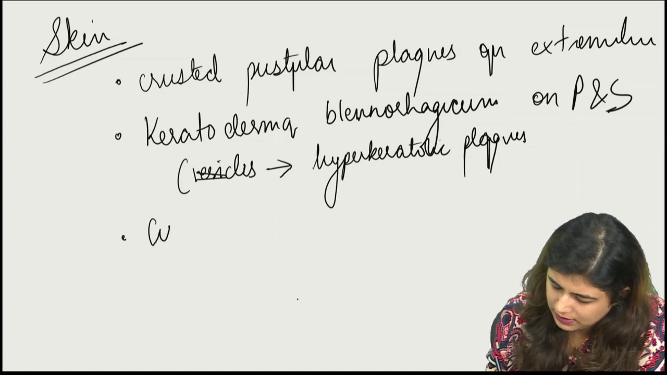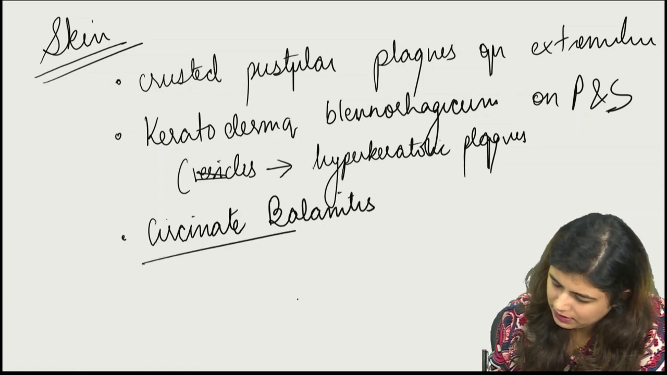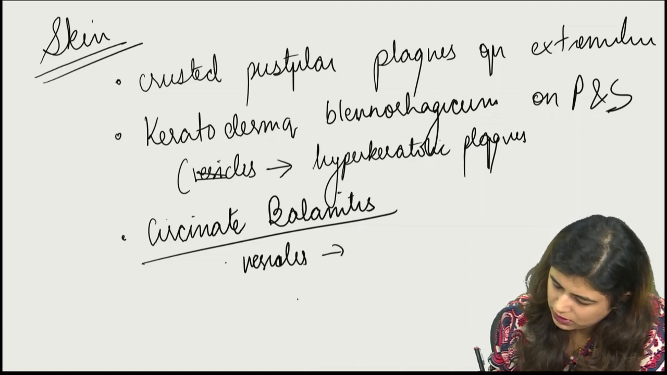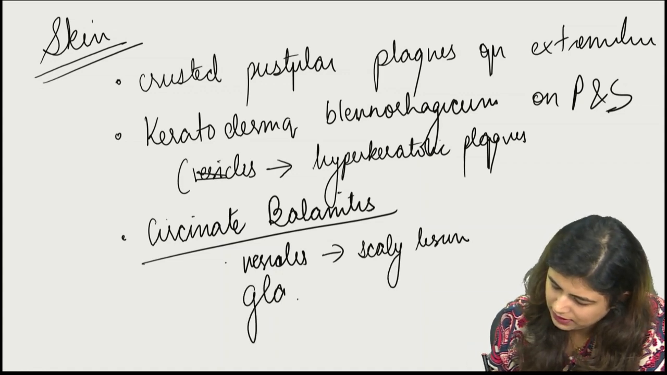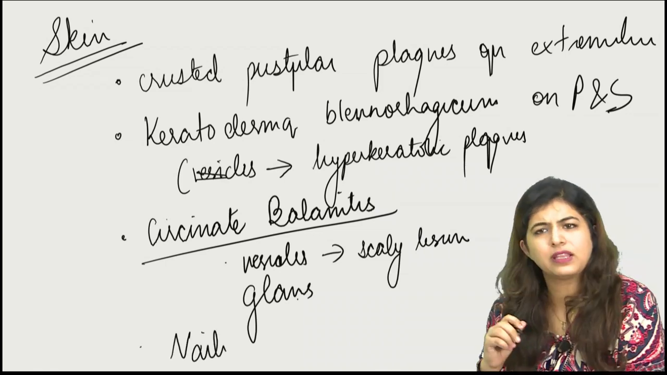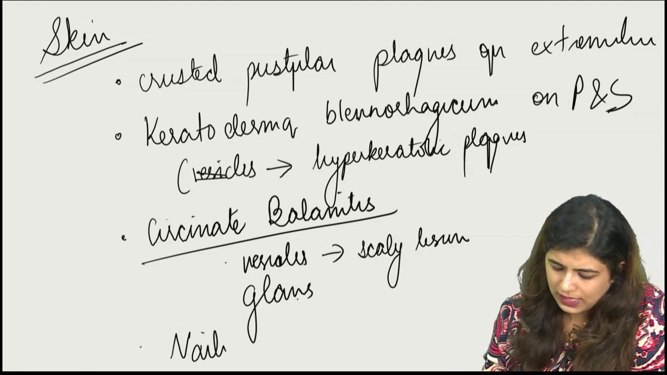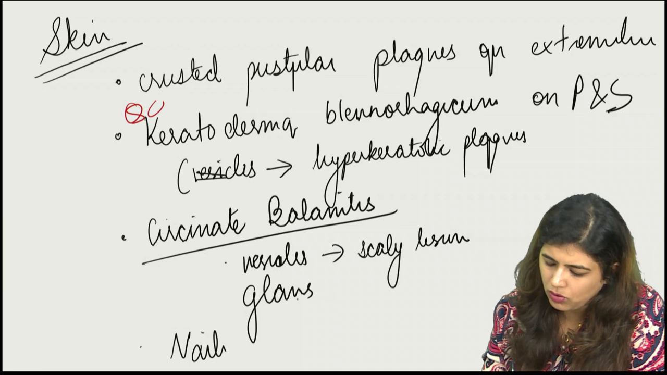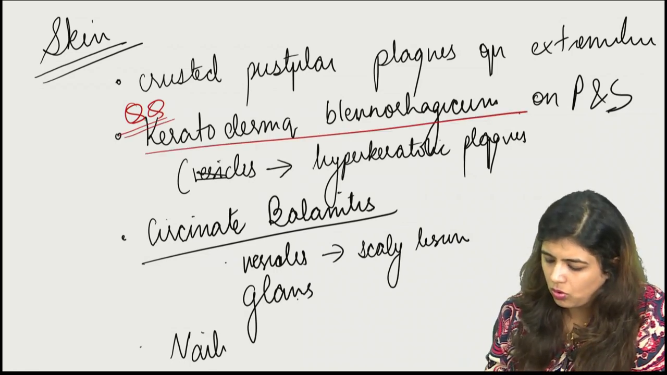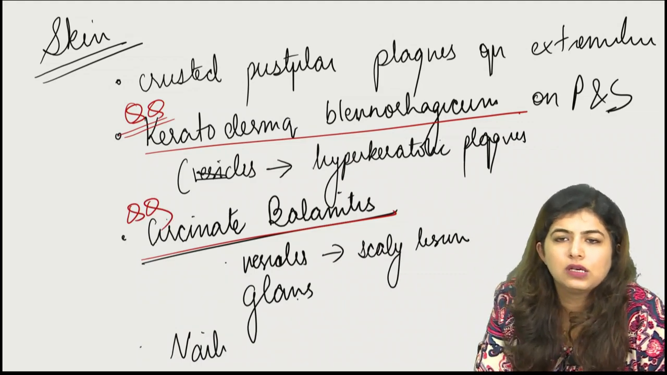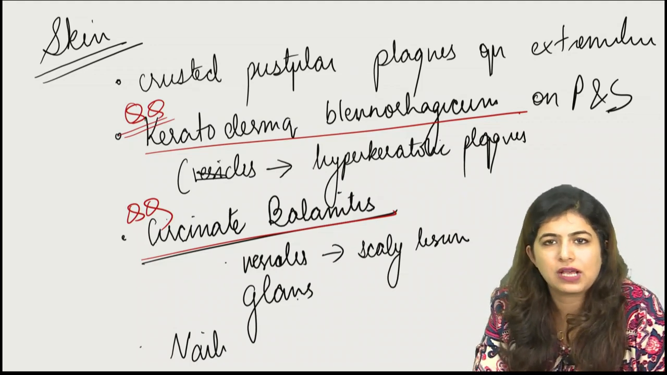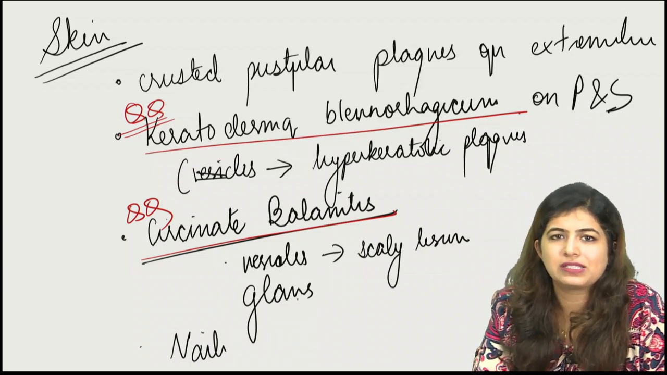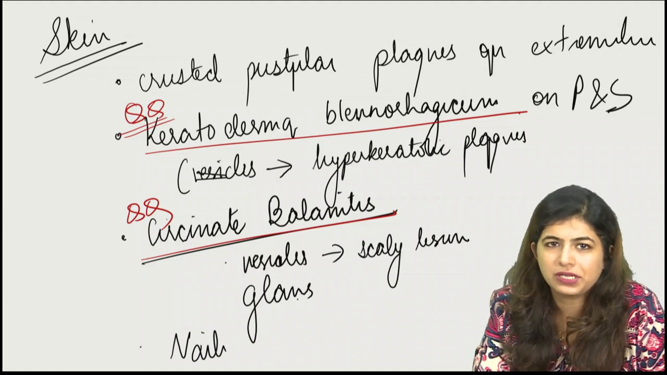What else is circinate balanitis. These are vesicles which again form scaly lesions seen on the glans penis, and there are certain nail findings which are not important for the purpose of your MCQ. What are you mostly asked? You are mostly asked a question on keratoderma blennorrhagicum or circinate balanitis, because these for your level are seen nowhere except reactive arthritis. So if a question is asking you the causes of one of these, it is always and always reactive arthritis or Reiter's syndrome.